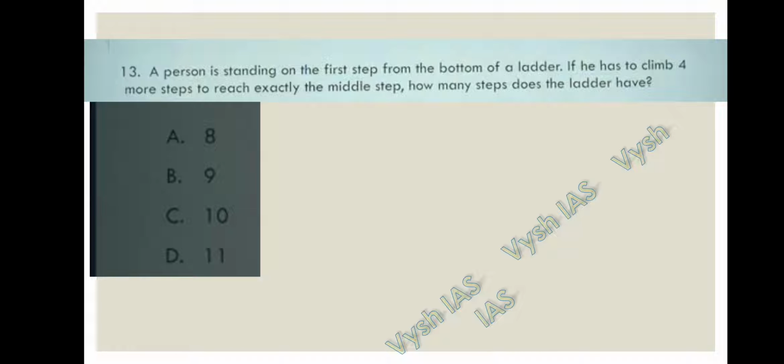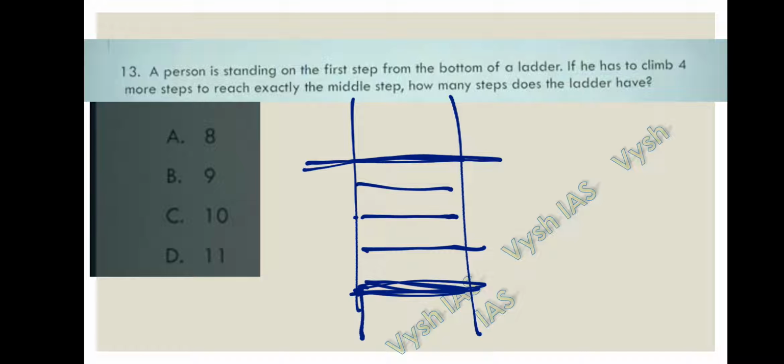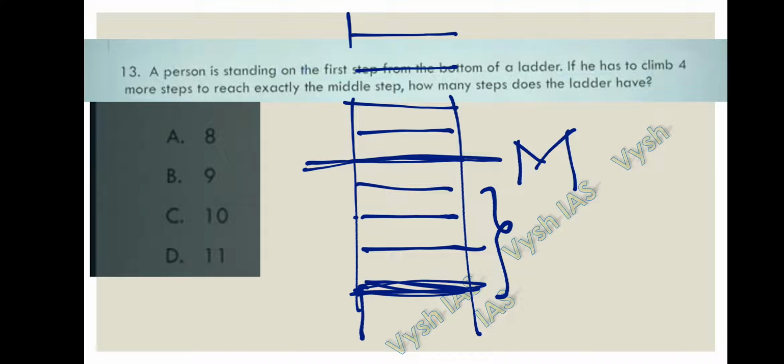13th question. A person is standing on the first step from the bottom of the ladder. If he has to climb 4 more steps to reach exactly the middle step, how many steps does the ladder have? For example, if this is a ladder, he is on the first step. They are saying he has to travel 4 more steps in order to reach the middle step. So if he is traveling 1, 2, 3, 4, he is in the middle. So this is the middle step. If this is the middle step, there are 4 steps below the middle step. So there should be 4 steps above the middle.